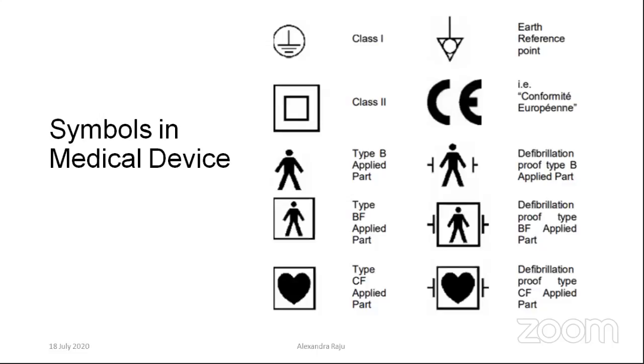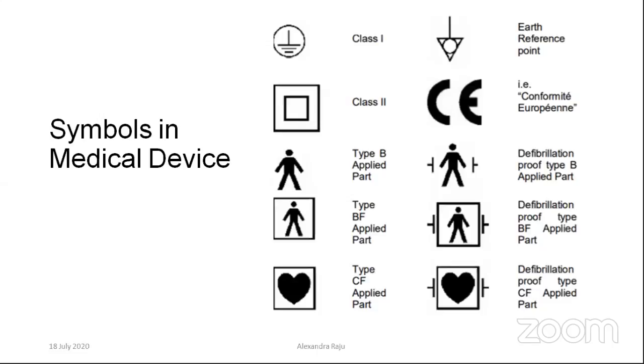B is body type. It is not suitable for direct cardiac application. And next is BF, which is a higher degree of protection than B type, but it is also not suitable for direct cardiac application. But in case of cardiac type or CF type, this is exclusively used for cardiac application. And we can also see defibrillator proof B type, defibrillator proof BF type and defibrillation proof CF type.